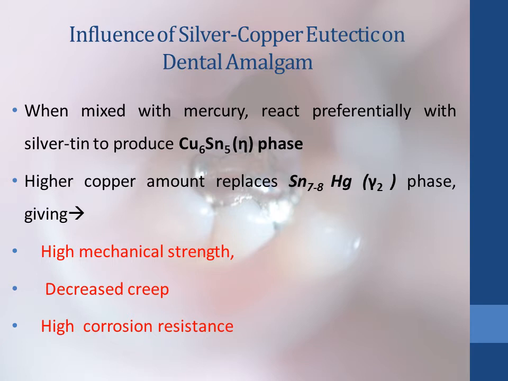So that means that a high copper content results in a stronger amalgam due to the replacement of the gamma 2 phase by the eta phase, and hence improving the mechanical properties, increasing the strength, decreasing the creep, and increasing the corrosion resistance.